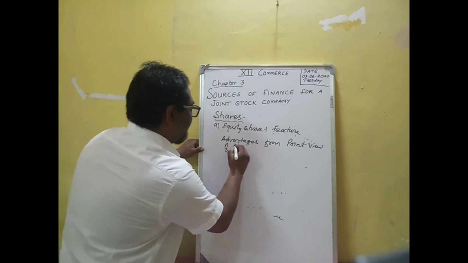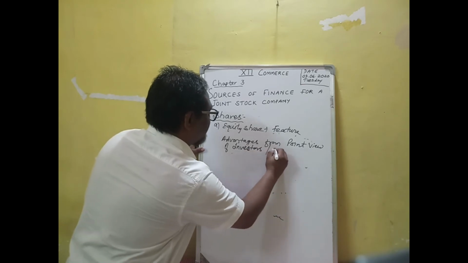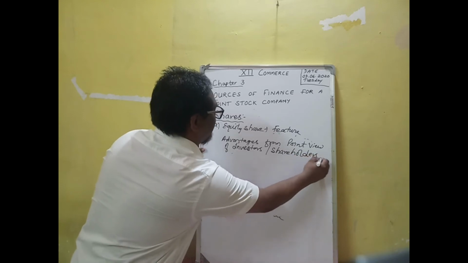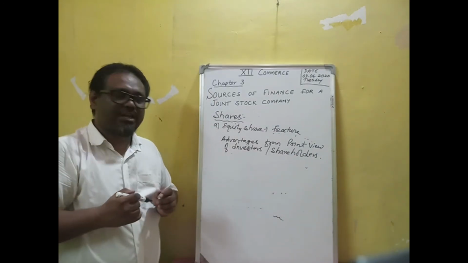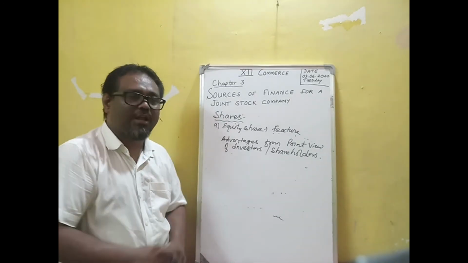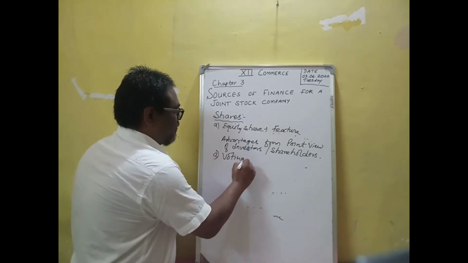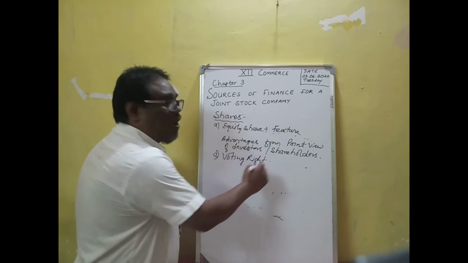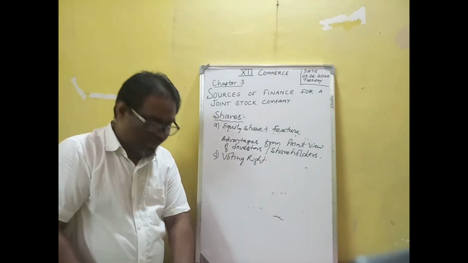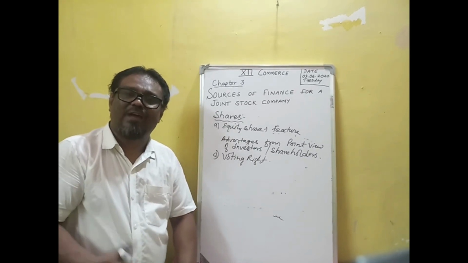So from the point of view of investors, or shareholders, the shareholder advantages are these. First, they get voting rights. All the equity shareholders have voting rights. Second, the liability of the shareholders is limited up to the value of the shares they purchase.